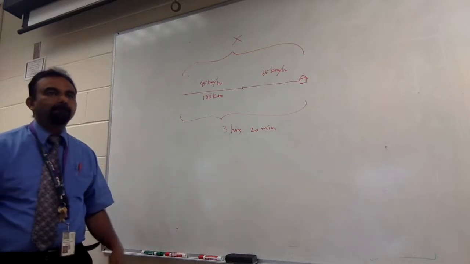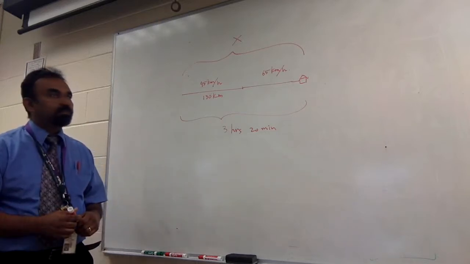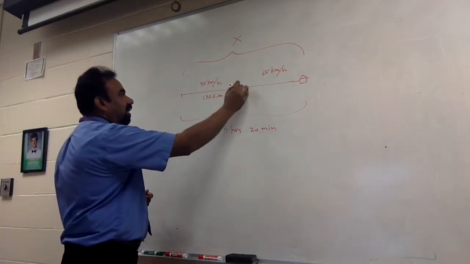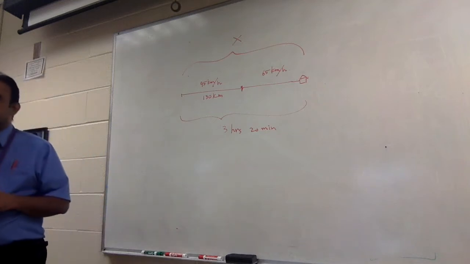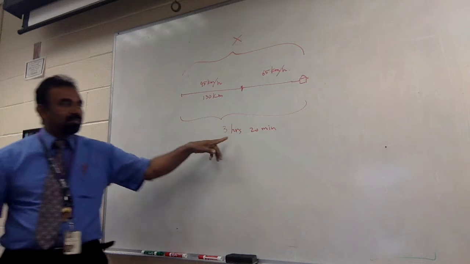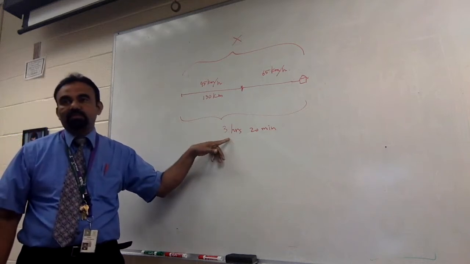Was the total distance 130 kilometers, or was that only? No, 130 kilometers is until it started raining. So you're given some information, and the total time is given to you, 3 hours and 20 minutes.